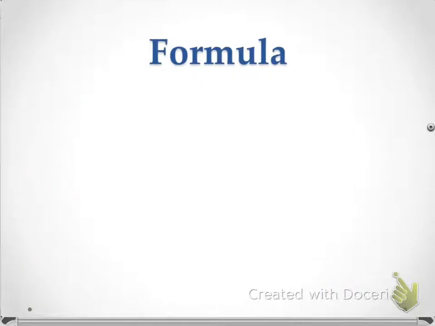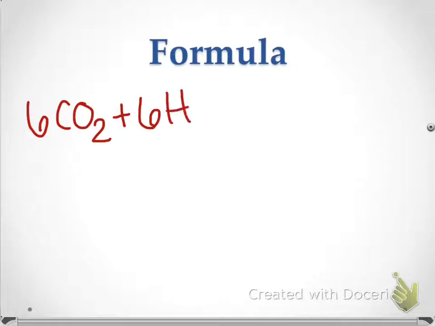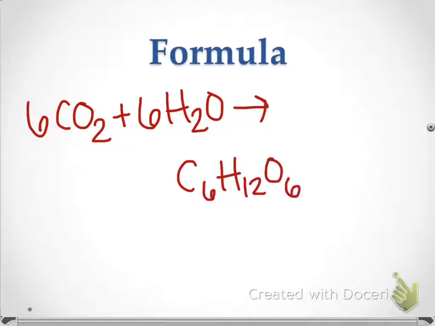So the formula. This is a balanced equation, okay? So it's 6 CO2 plus 6 H2O makes, and we're going to drop down here, C6H12O6 plus 6 O2. This formula is something you need to know. You need to have this memorized, okay?